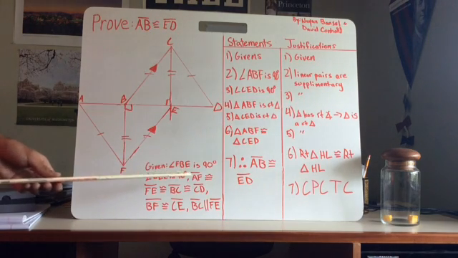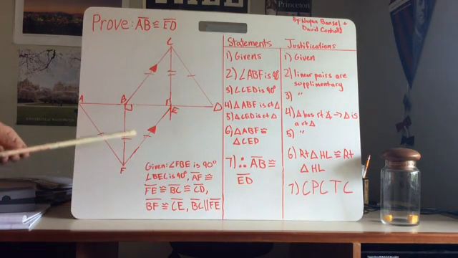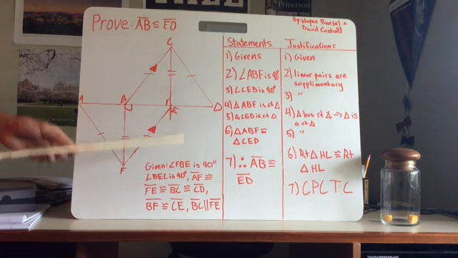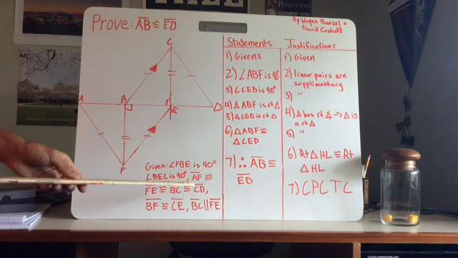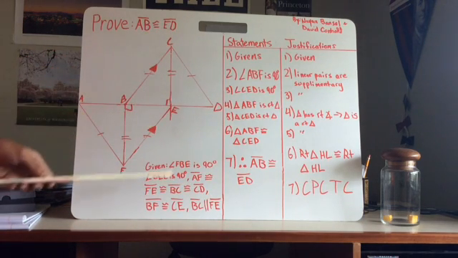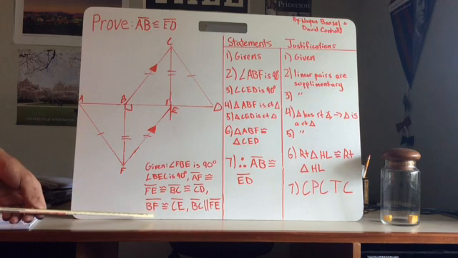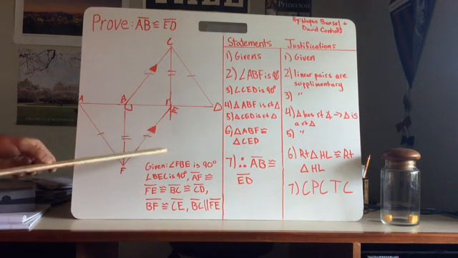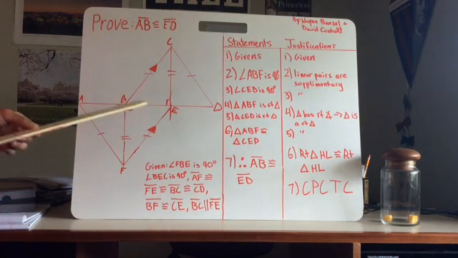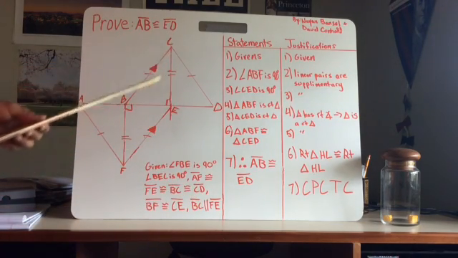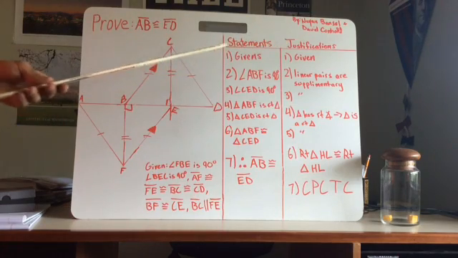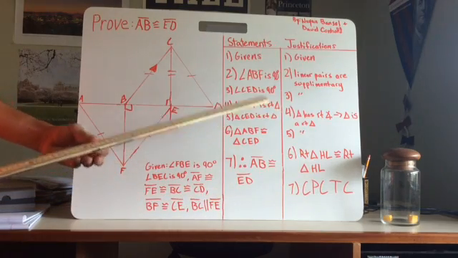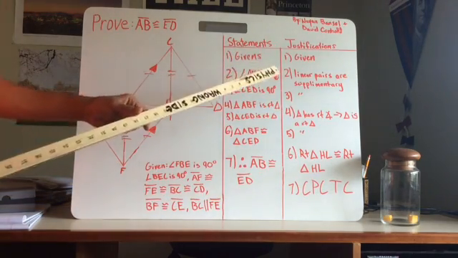We were told that AF is congruent to FE. FE is also congruent to BC, which is over here, and is congruent to CD. We were told that BF is congruent to CE, and that BC is parallel to FE. Over here, we have listed the statements and the justifications for those statements. I just listed the givens.